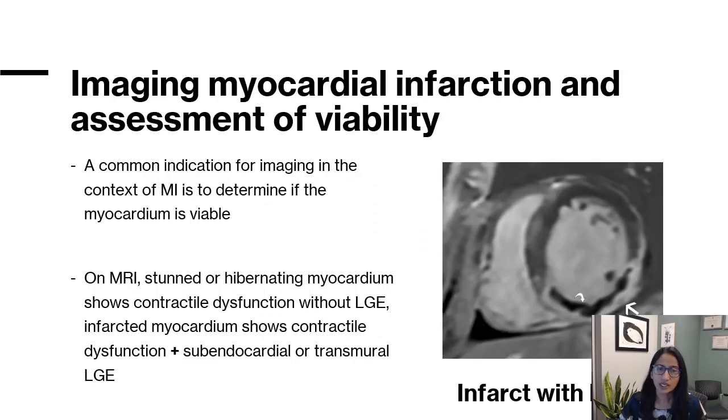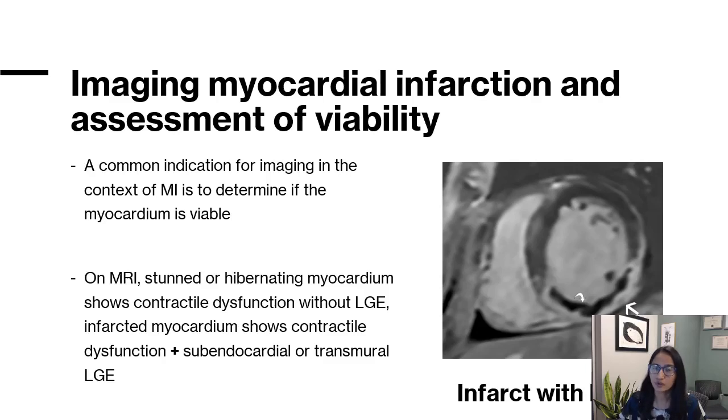A common indication for imaging in the context of myocardial infarction is to determine myocardial viability. On MRI, stunned myocardium or hibernating myocardium show contractile dysfunction without any LGE, whereas infarcted myocardium shows contractile dysfunction with the presence of subendocardial or transmural LGE.